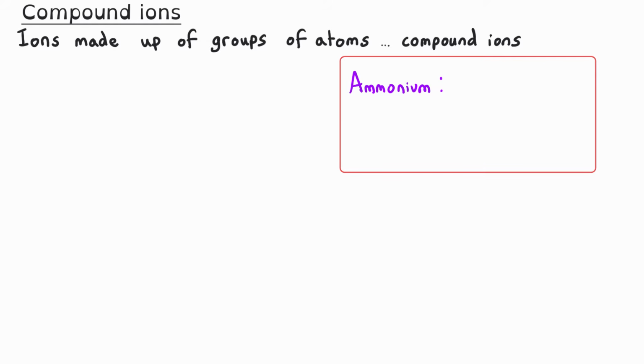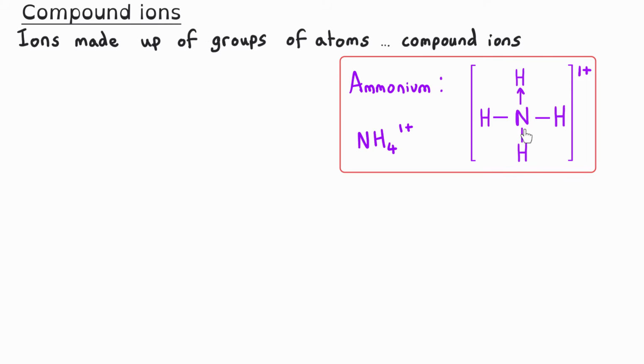Firstly, the only positively charged compound ion that you need to know is the ammonium ion, with the formula NH4 1+. And the bonding in the ammonium ion looks like this. You can see the 1 nitrogen atom in the middle and the 4 hydrogen atoms around the outside. And we would typically put square brackets around this ammonium ion and then the 1+ in the top right hand side outside those brackets to show that overall it carries a 1+ charge.